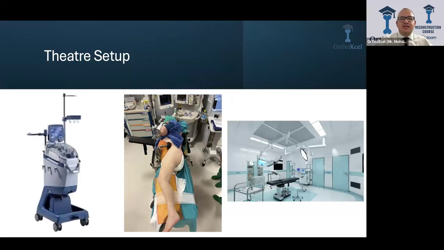Your theater setup, we all know about. I will not waste a lot of time on this. So you know that you need the laminar flow. A lot of debate about the efficiency of the laminar flow in reducing the infection. You need a proper theater design, so proper theater zones.